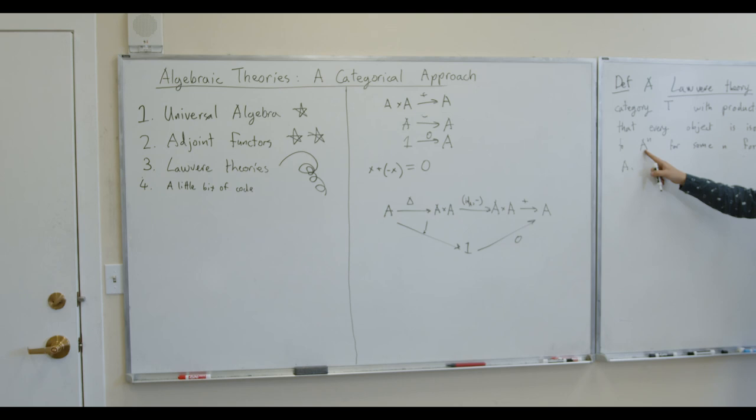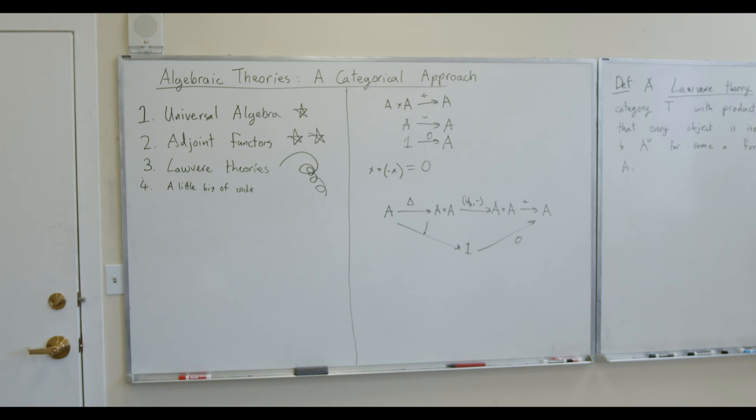There could be multiple things isomorphic to A to the one. Could be multiple things isomorphic to A to the two. There has to be at least one. You can't say A squared inside of a category. If A is not there, A squared doesn't happen.